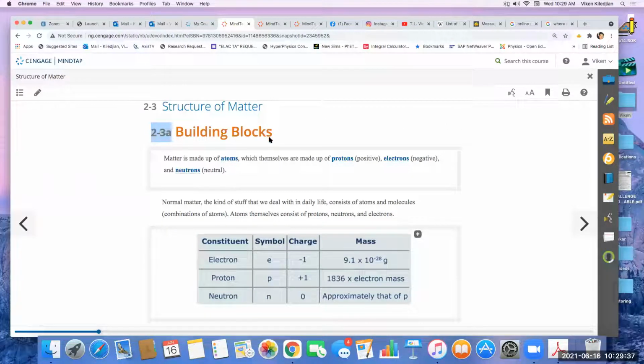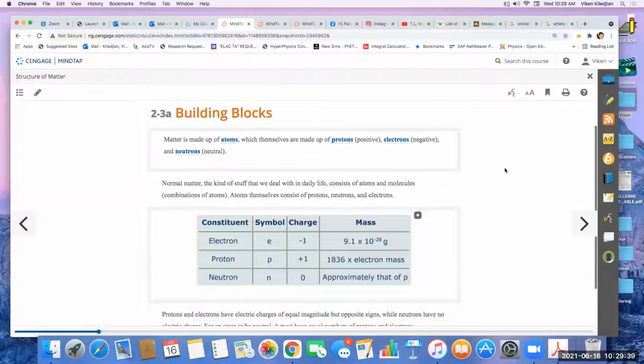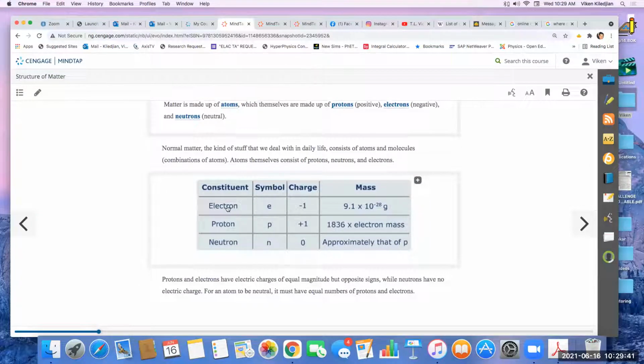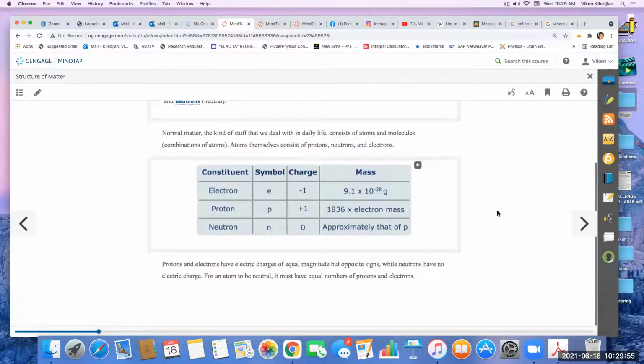So, okay, building blocks. So it's telling you the charge of the symbol for the electron, the charge of the electron, the mass of the electron. The mass of the proton is a lot larger than the mass of the electron. And then the neutron's mass is approximately the same as the proton's.